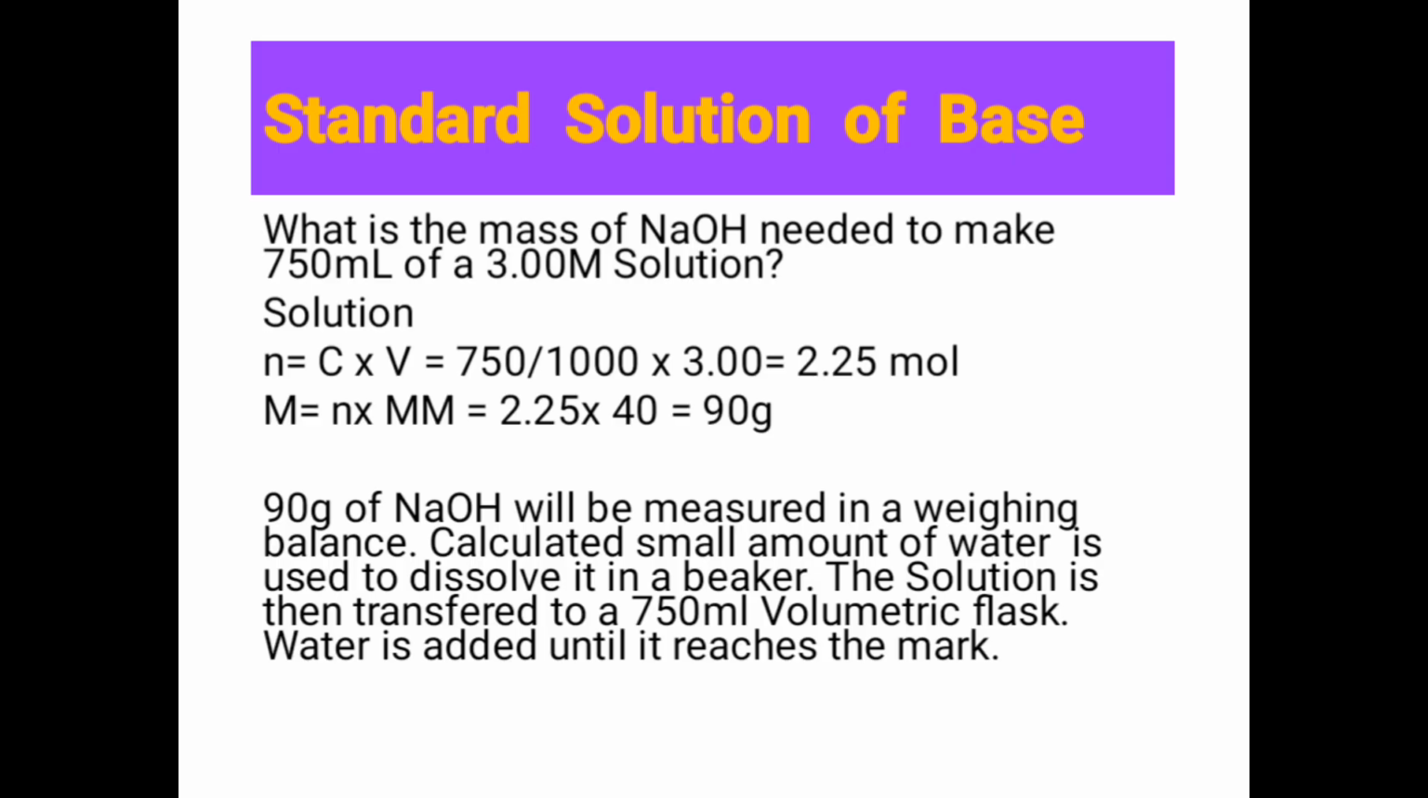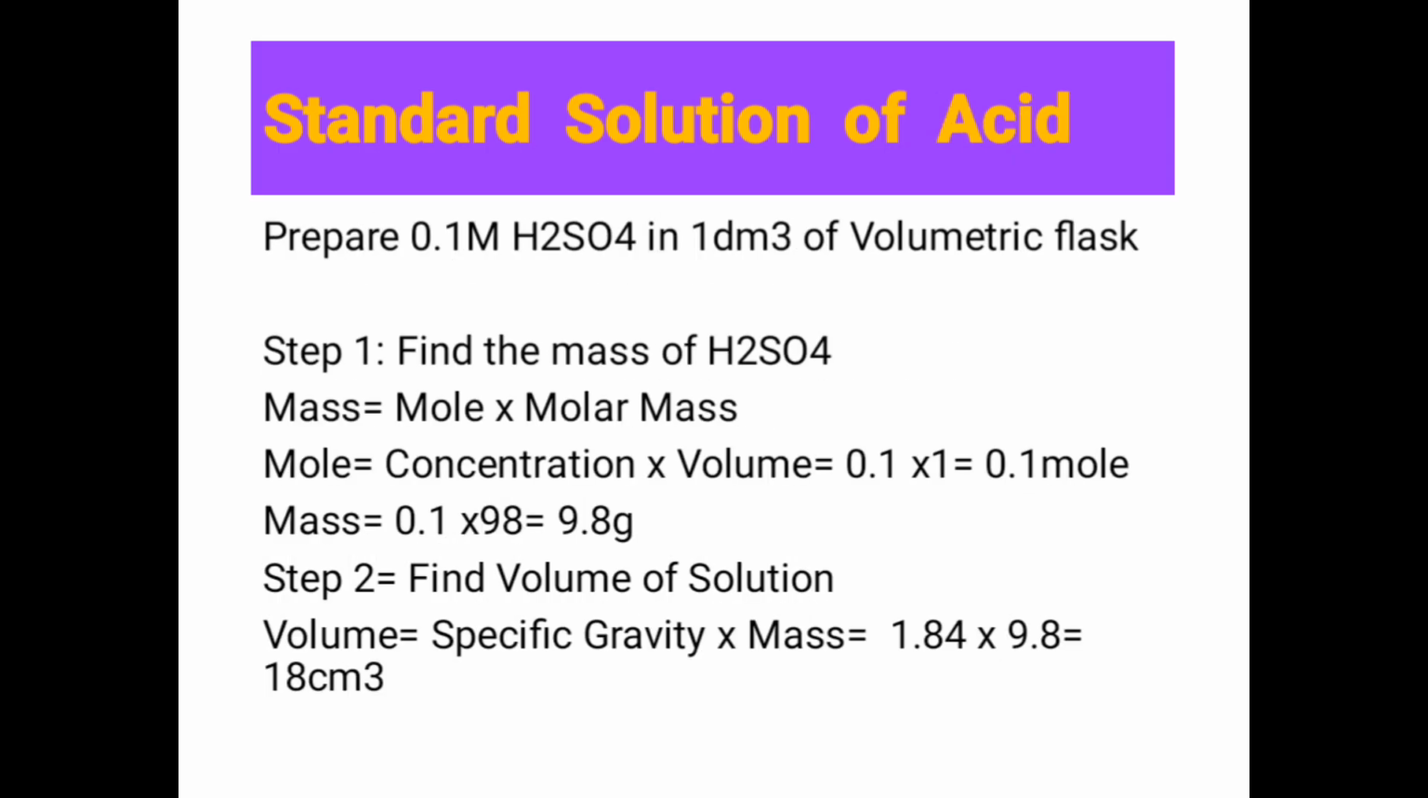Okay, so you can also prepare acid using this. The question can say you should prepare 0.1 molar H2SO4 in 1 dm cube of volumetric flask. These are slightly different from the ones that we did before. You can also see it in this form, and that's why we are trying to treat it. You have to prepare 0.1 molar H2SO4 in 1 dm cube.